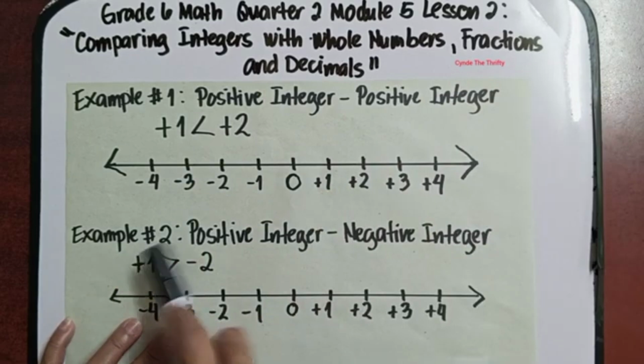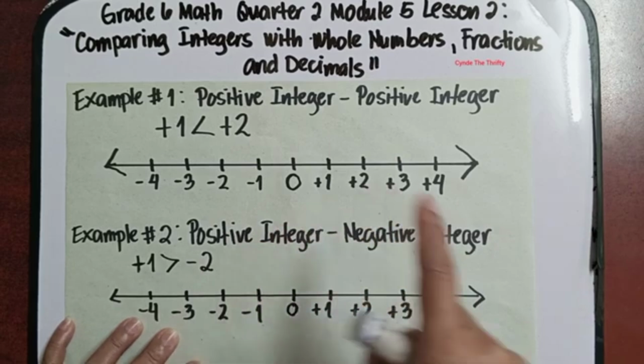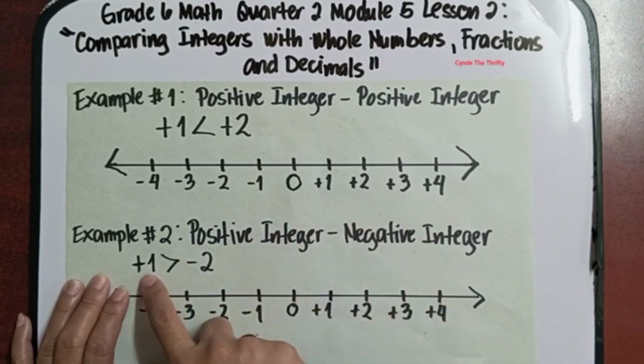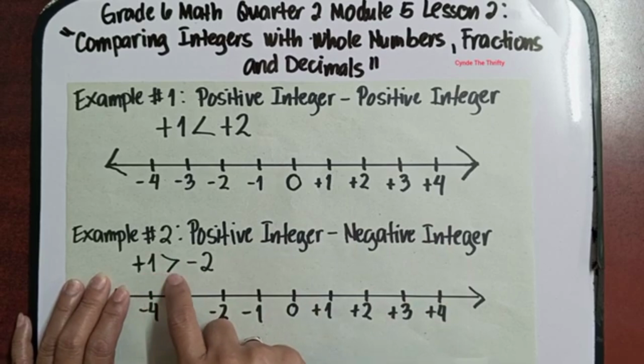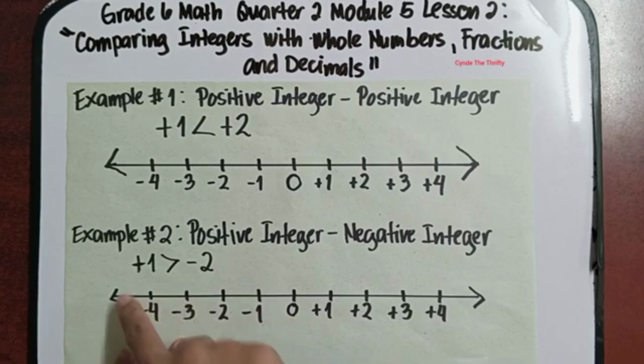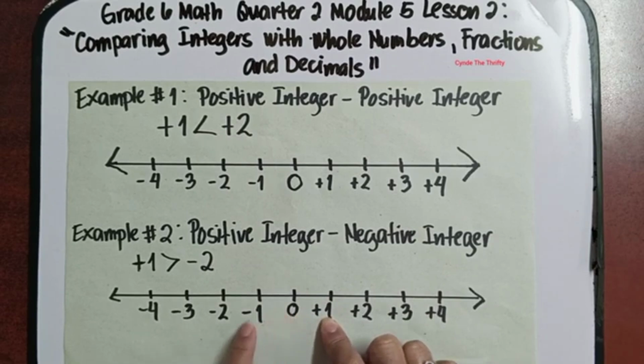Example number 2. Positive integer to negative integer. Okay, so ang positive integer naman at negative integer yung i-compare natin. Meron tayong example dito. Positive 1 is greater than negative 2. Bakit? Dito si 0, okay, ito yung number line natin. Nandito si 0 sa gitna. And then, nandito si positive 1 sa right side kasi positive siya. Si negative 2 is nandito sa left side kasi negative. So, negative 1, negative 2. Okay, so nandito si positive 1, nandito si negative 2.